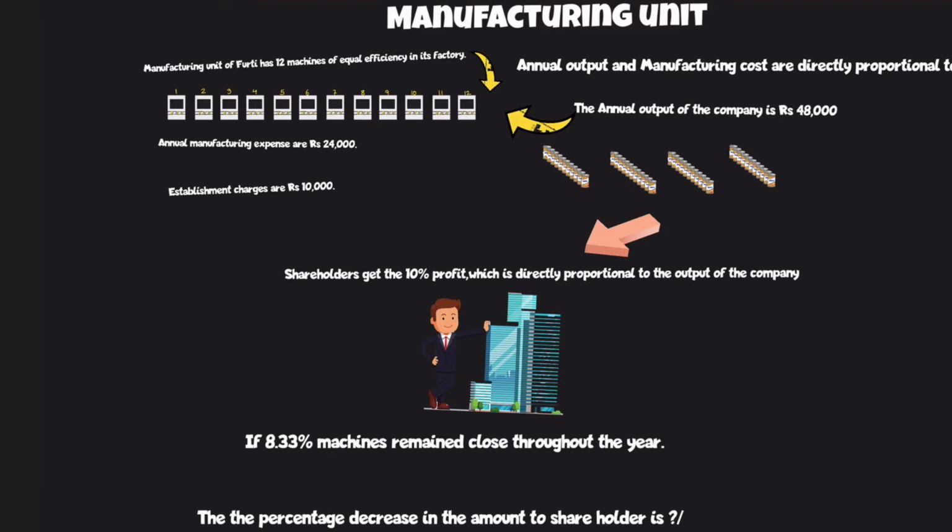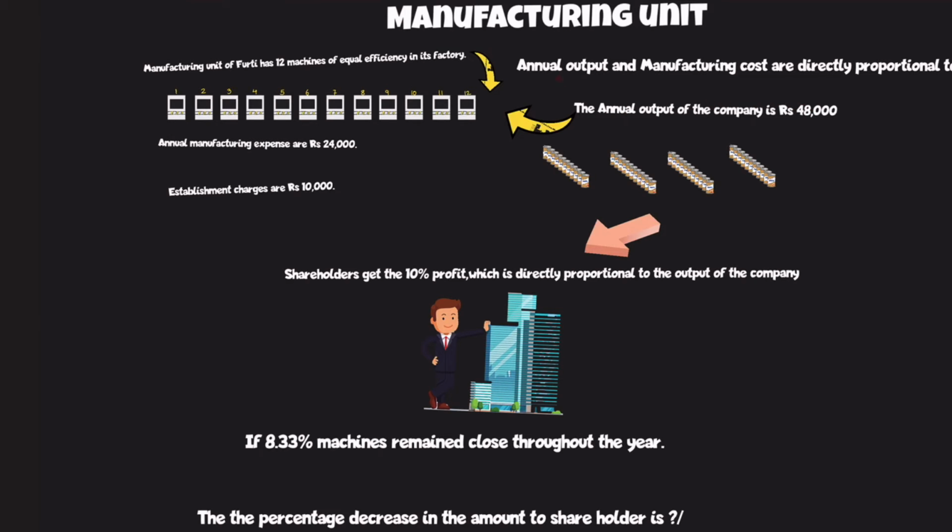What else? Annual manufacturing expenses are rupees 24,000. So their manufacturing expenses or cost are rupees 24,000. This is for 12 machines together. Establishment charges are rupees 10,000. And the annual output of the company is 48,000, which means with these 12 machines I am incurring a cost of 24,000 and I am getting an output of 48,000.